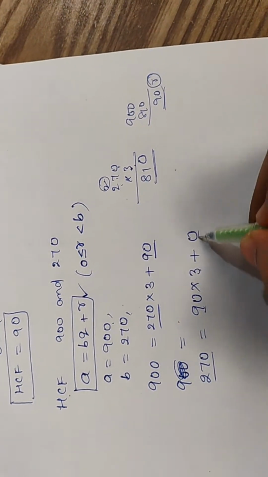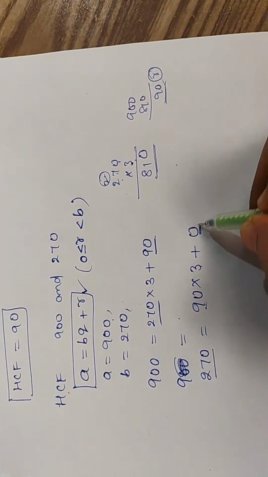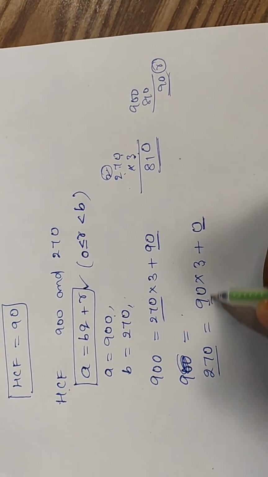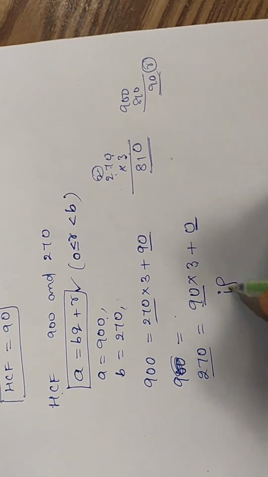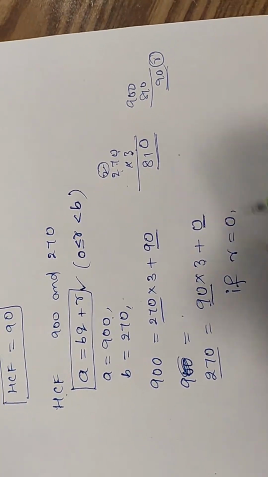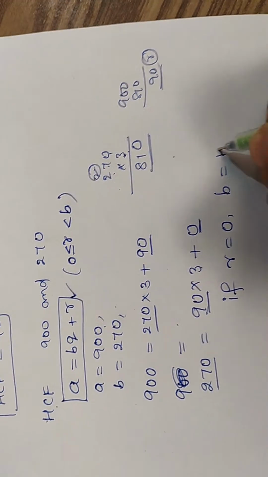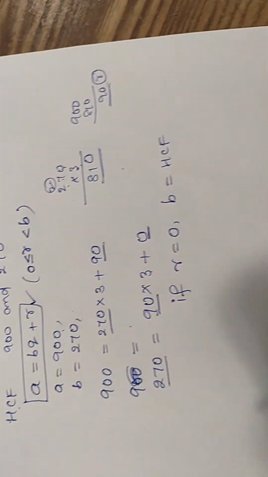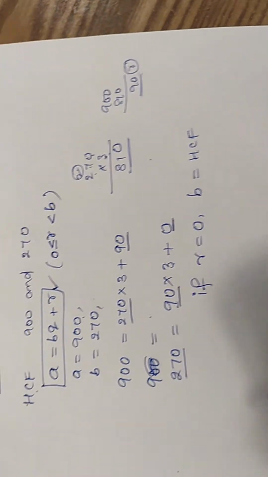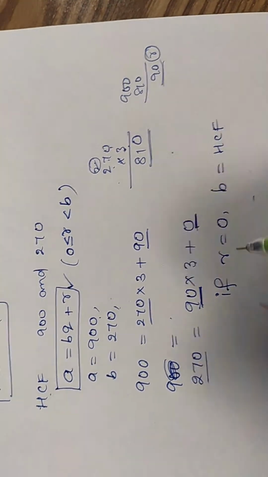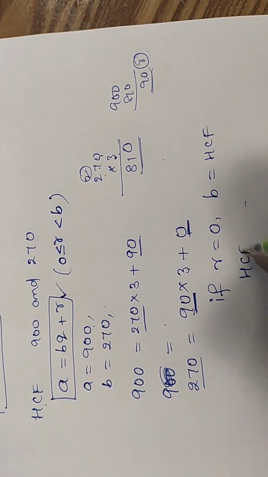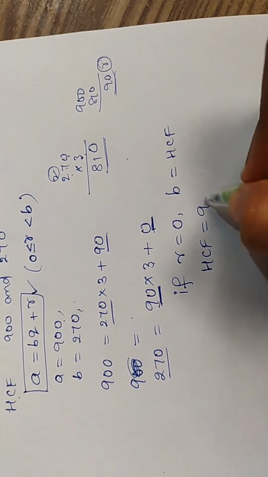Whenever the remainder is 0, our B value is our HCF. If remainder is 0, then B is equal to HCF. Look, remainder is 0 means B is 90. B is 90 means HCF is equal to 90.